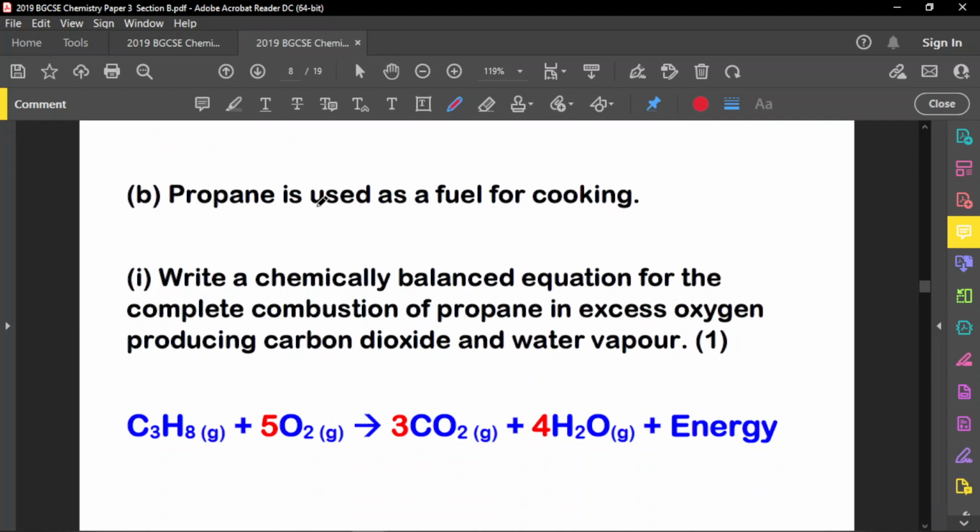Now part B: propane is used as a fuel for cooking. Write a chemically balanced equation for the complete combustion of propane in excess oxygen, producing carbon dioxide and water. Again, propane is C3H8. You react that with oxygen, and what you get is carbon dioxide, water, and energy as well. This is how the equation is balanced. I put the state symbols there as well. Practice writing the state symbols. These are all gases going to form.